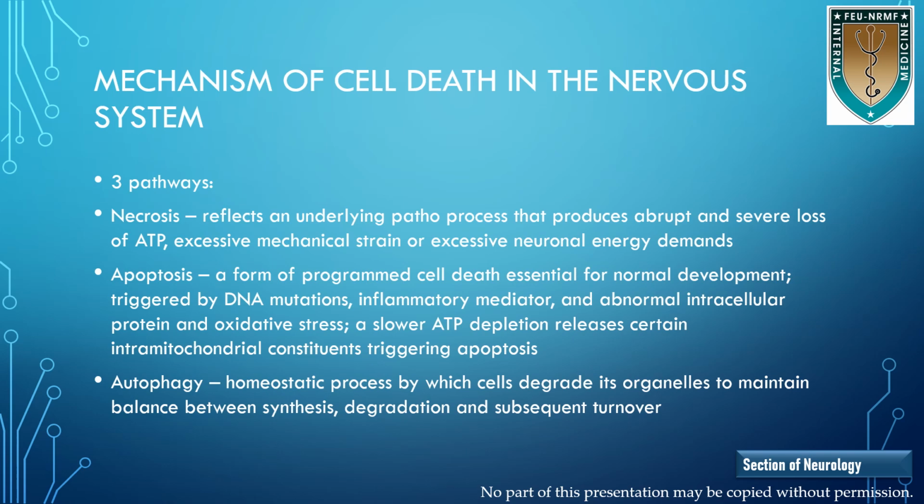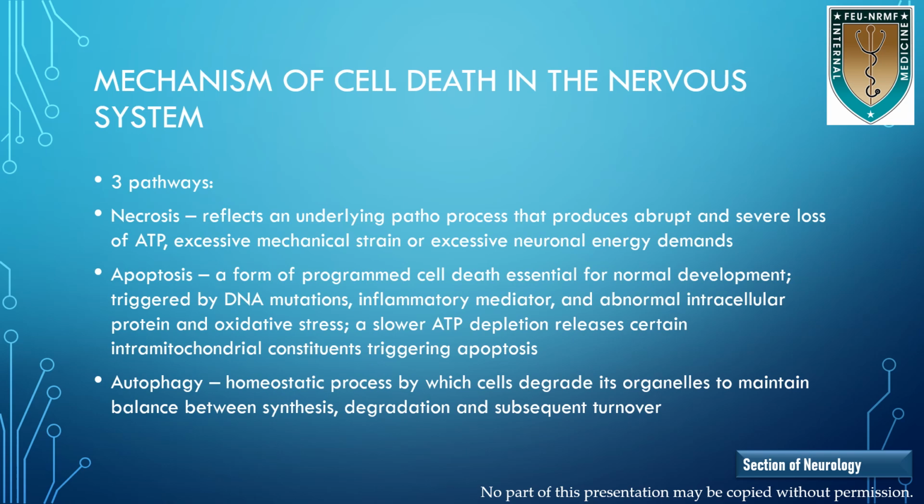So how do cells die in the nervous system? There are three pathways: necrosis, apoptosis, and autophagy. So necrosis reflects an underlying pathologic process that produces abrupt and severe loss of ATP, such as in cardiac arrest or in stroke, or excessive mechanical strain, such as in trauma, or excessive neuronal energy demands, such as in status epilepticus. Apoptosis, on the other hand, is a form of programmed cell death, essential for normal development.